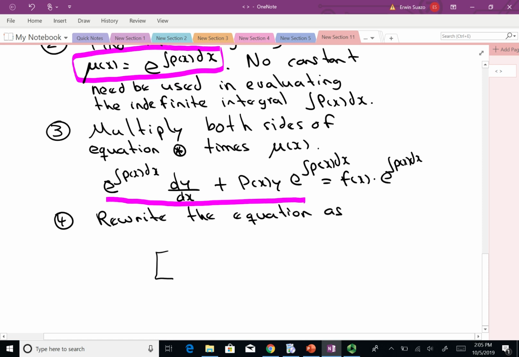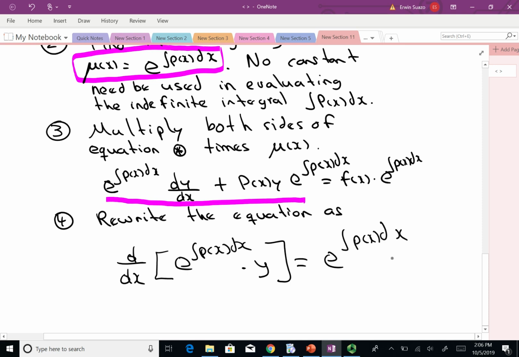So it turns out that this guy is the derivative with respect to x of e to the integral of p of x dx times y, equals e to the integral of p of x dx f of x. So the right hand side doesn't change, but this guy is product rule. It is the derivative of the second one, dy/dx, times this one without derivative, plus y without derivative times the derivative of this guy.